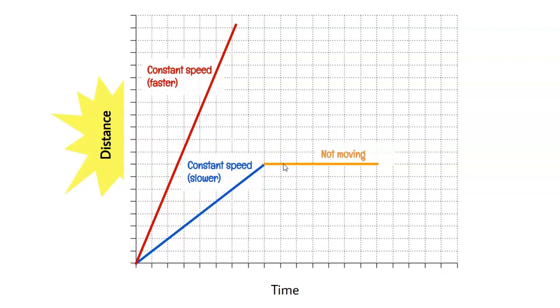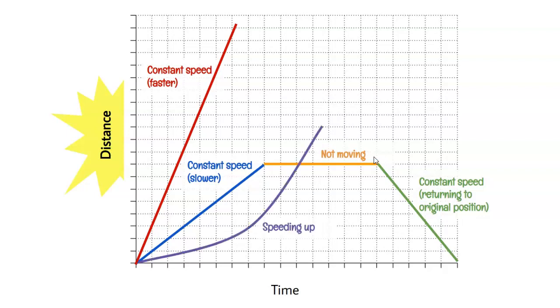If it is a straight horizontal line, that means it's not moving. If it's a diagonal line but it's a negative slope, or it's moving down towards the x-axis, it's a constant speed still, because it's that straight line, but it's returning to the original position. If it's curving up, it's speeding up, and if it's curving down, or curving back down, it's slowing down. So make sure you take the time to actually label this in your notes, because this is really, really helpful. This was a distance time graph.